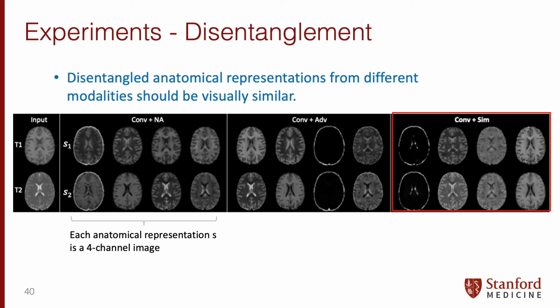In this page, we further visualize the 4-channel anatomical representation S. And here is a subject from the Incanda dataset. For disentangled anatomical representations, the corresponding channel from different modalities should be visually similar. And as we can see, only our method achieved this, while the competing methods look distinctively different.